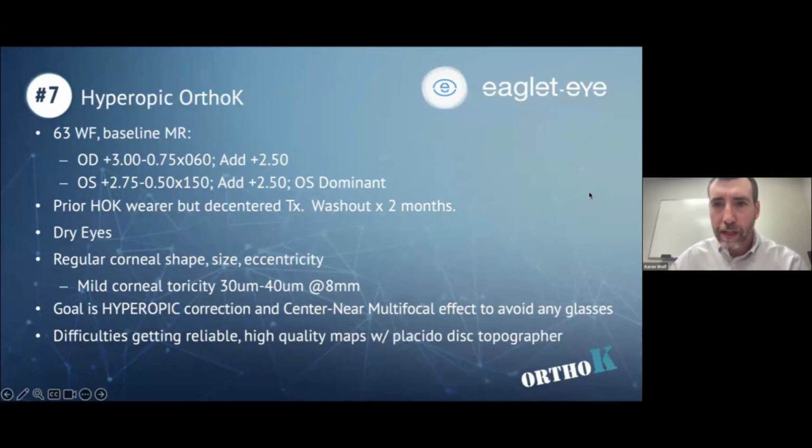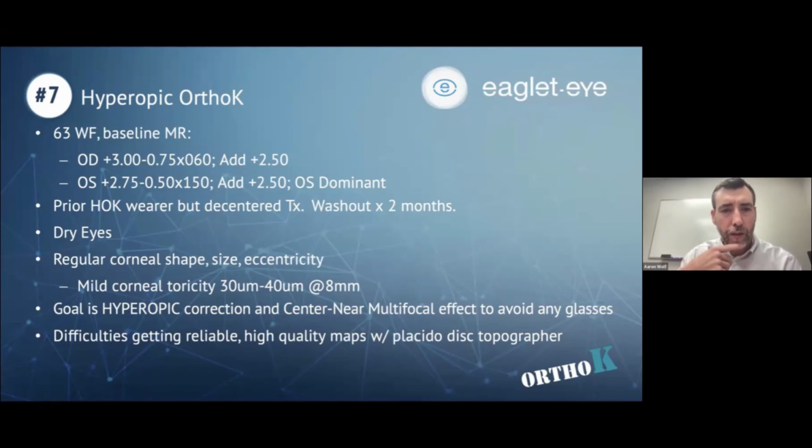I want to present another case, and this case is going to be different in a number of ways. Probably the most remarkable difference is that this is hyperopic OrthoK, versus the previous case, which was our more traditional myopic OrthoK. This is also another adult OrthoK case. So this is a 63-year-old white female. She's a moderate hyperope, roughly around a +2.50 to +3.00 in that kind of ballpark.